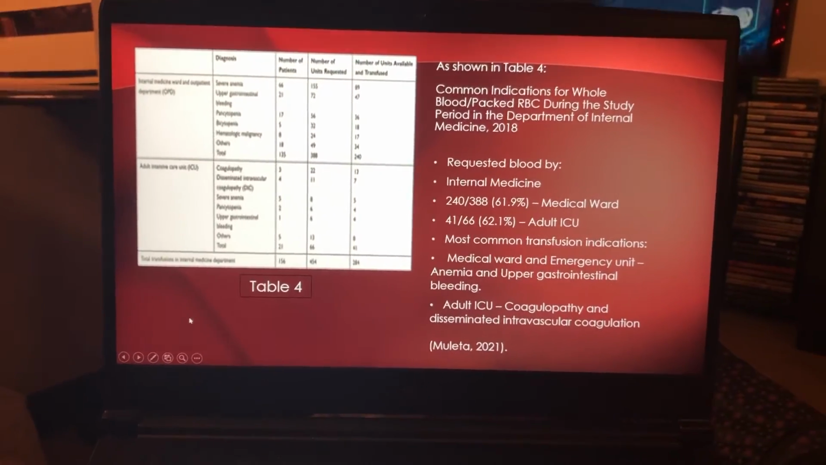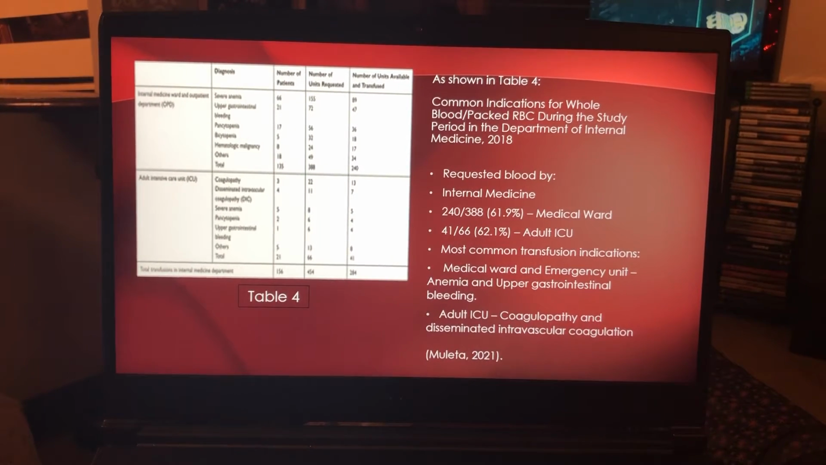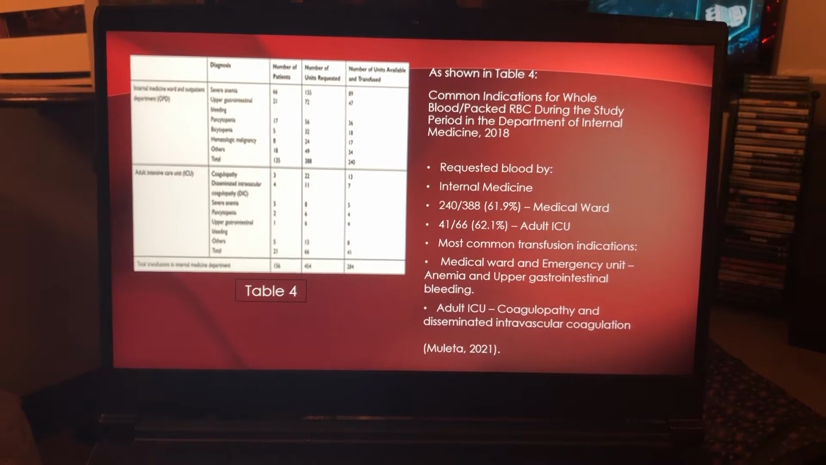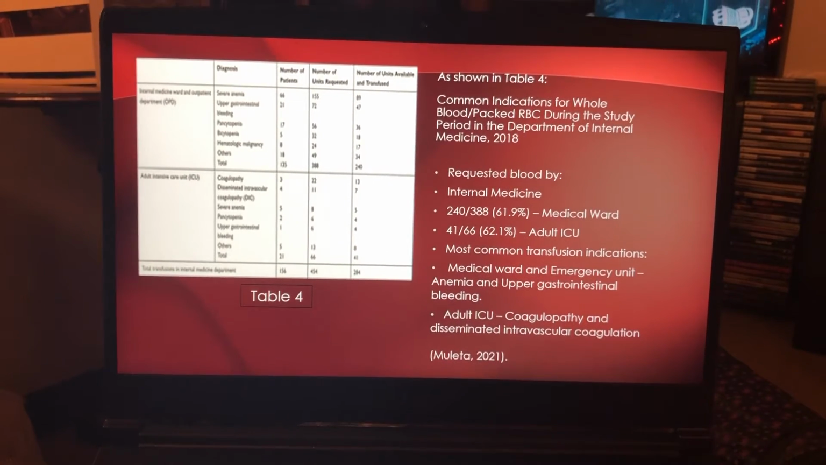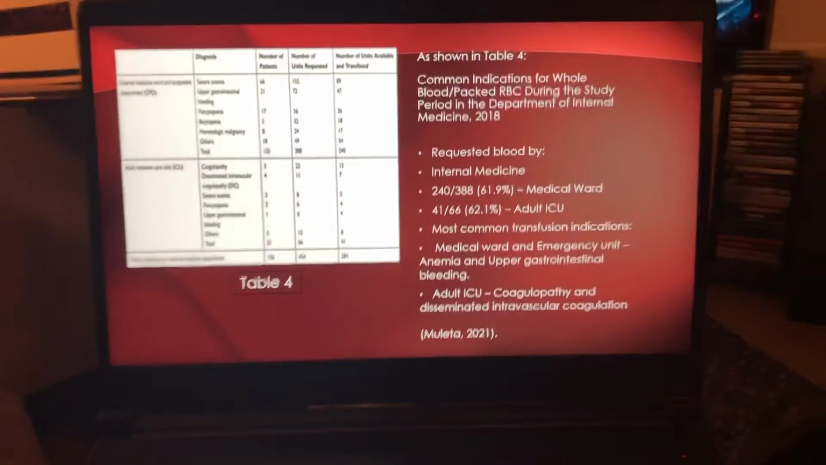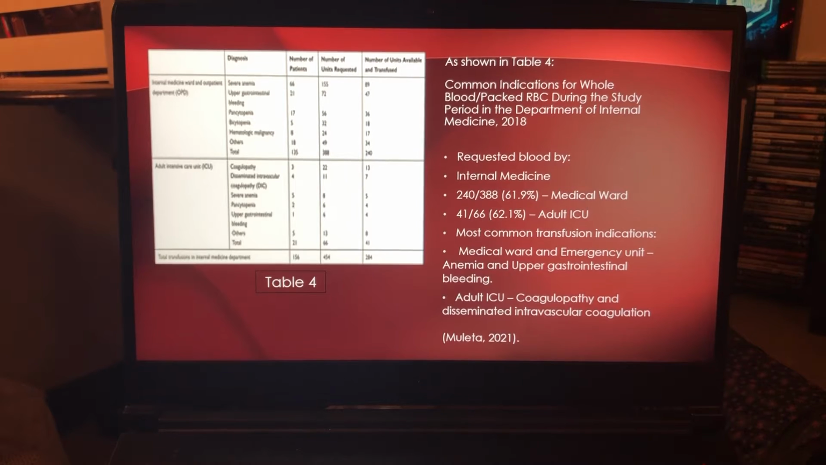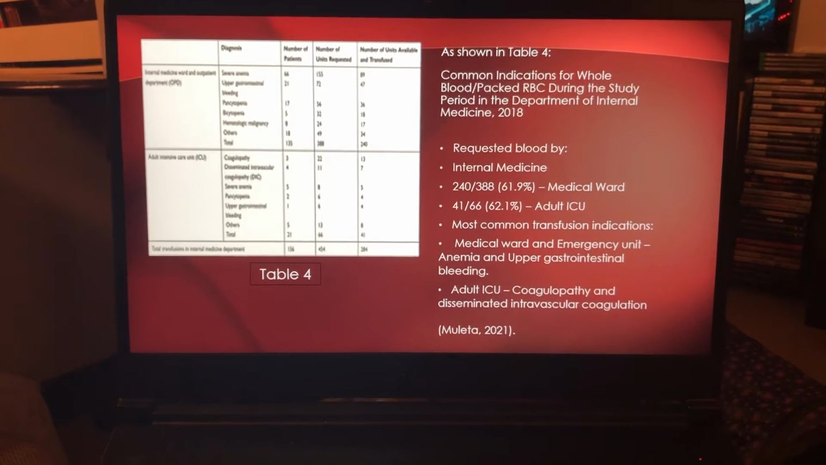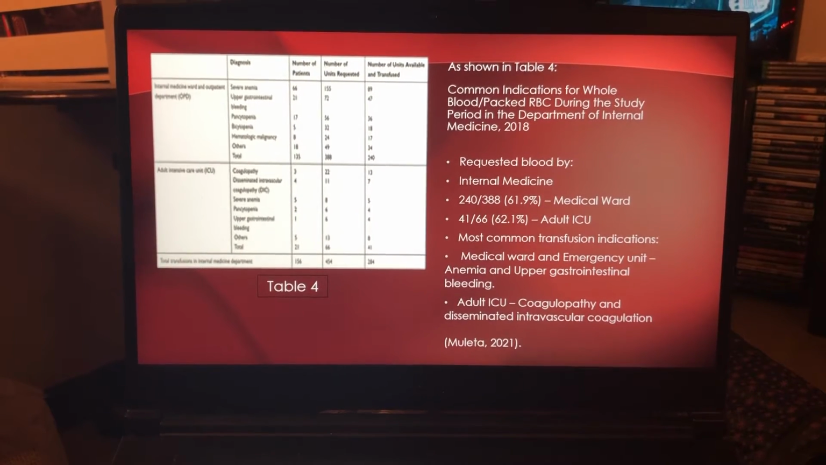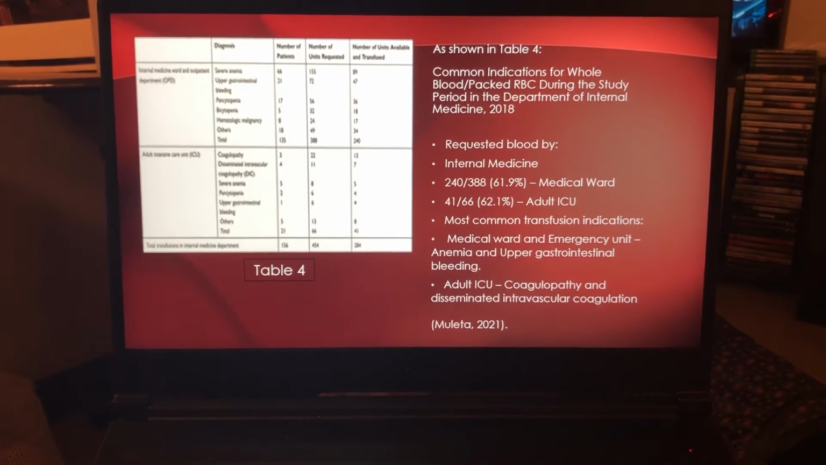Table 4 shows the common indications for whole blood and packed red blood cells during the study period in the Department of Internal Medicine. The Internal Medicine Department requested 388 units. They got 240 that were transfused, which is 61.9%, and that was in the medical ward. In the adult ICU, 66 were requested, 41 were transfused, which is 62.1% of what was requested.